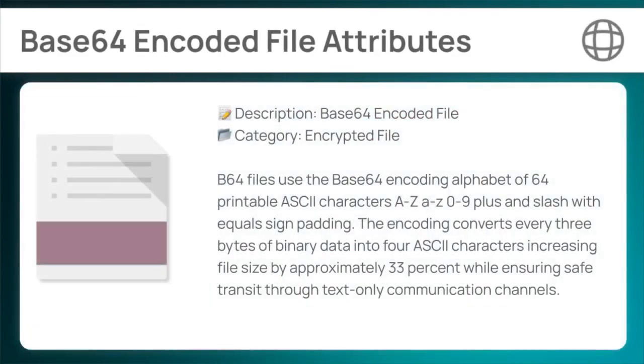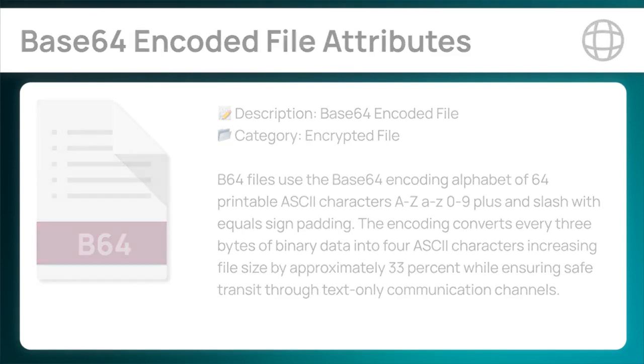B64 files use the Base64 encoding alphabet of 64 printable ASCII characters, A-Z, a-z, 0-9, +, and /, with equal sign padding. The encoding converts every 3 bytes of binary data into 4 ASCII characters, increasing file size by approximately 33%, while ensuring safe transit through text-only communication channels.